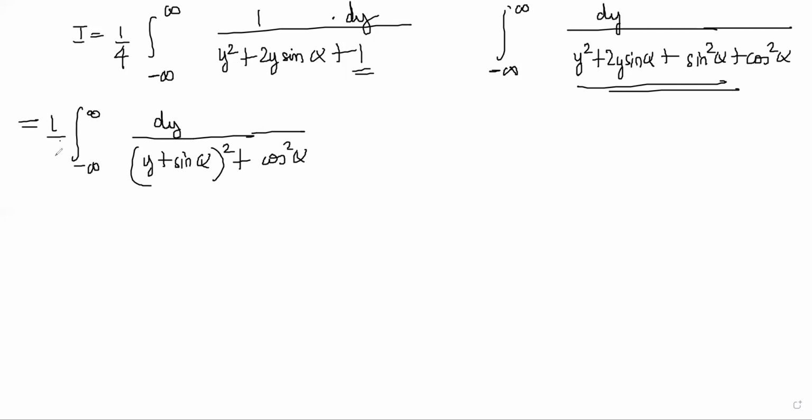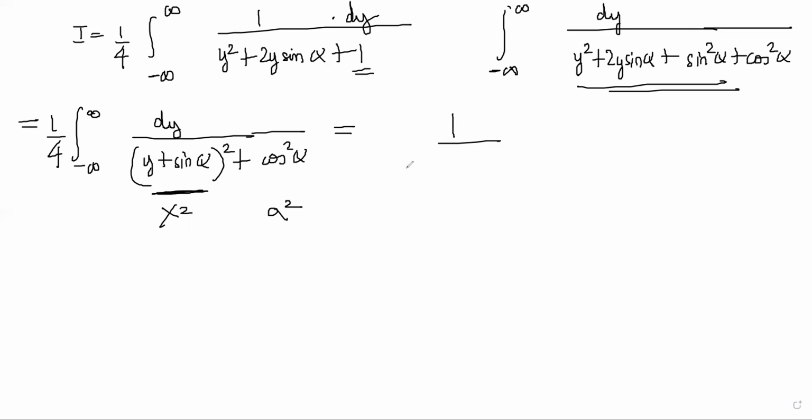And there's a 1 by 4 outside, correct? Now, this is some a x square plus a square, right? So the answer for that is 1 by a tan inverse x by a. I know the integral for this. This is a standard integral.